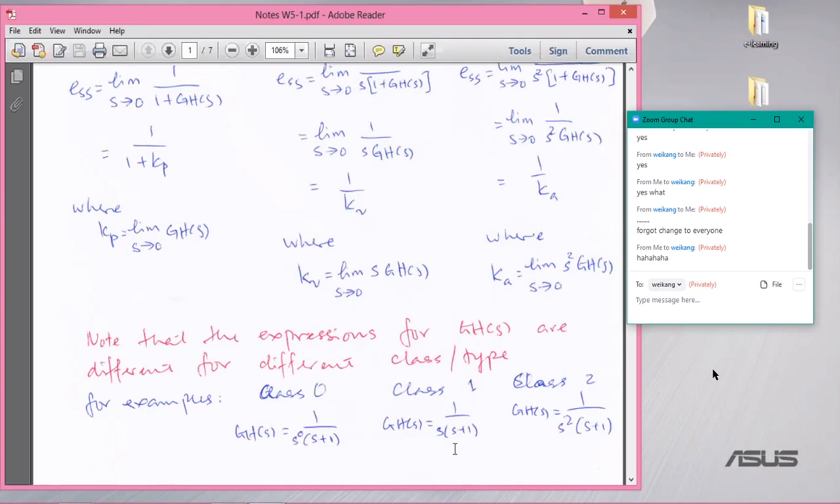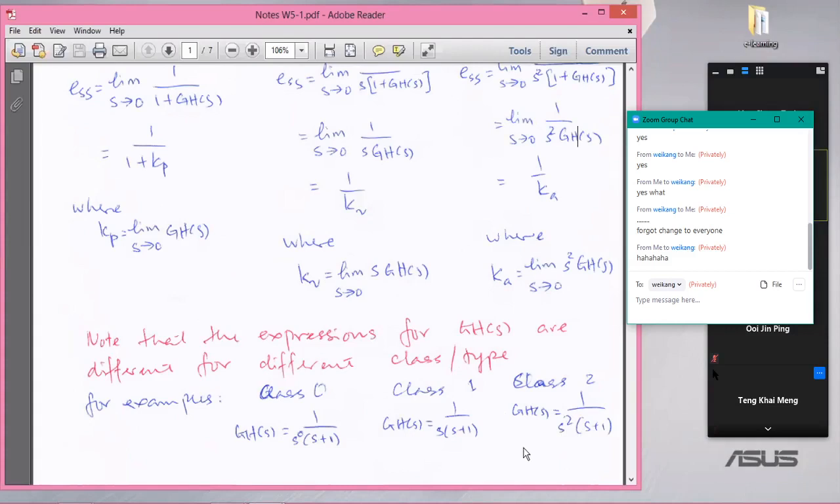And this is for class 1. You have s divided by s plus 1, for example, just one factor s plus 1. So the single s here is raised to the power of 1, and then you have class 1 or type 1. Class and type we use interchangeably, and this is class 2, s squared multiplied by some factor. So you can see that all these error constants will depend on the expression for GH of s.